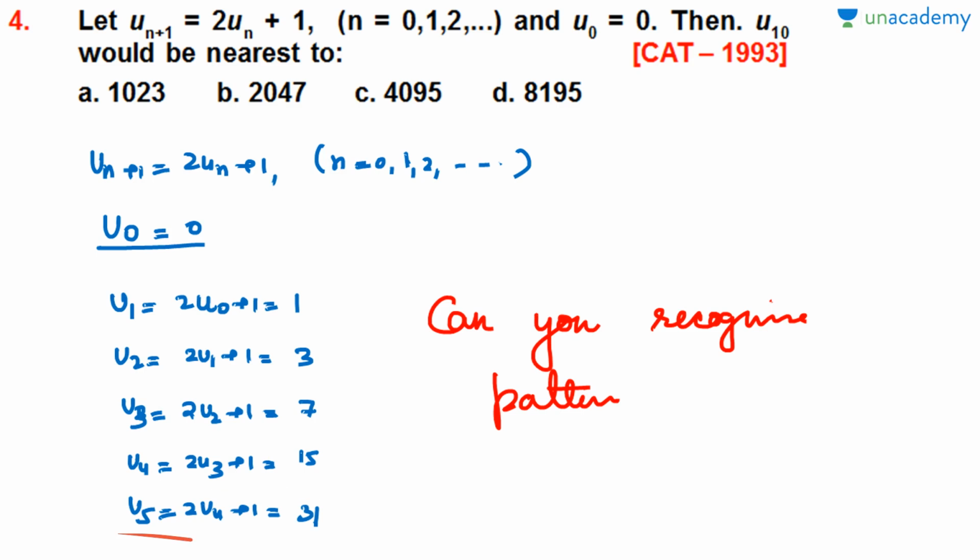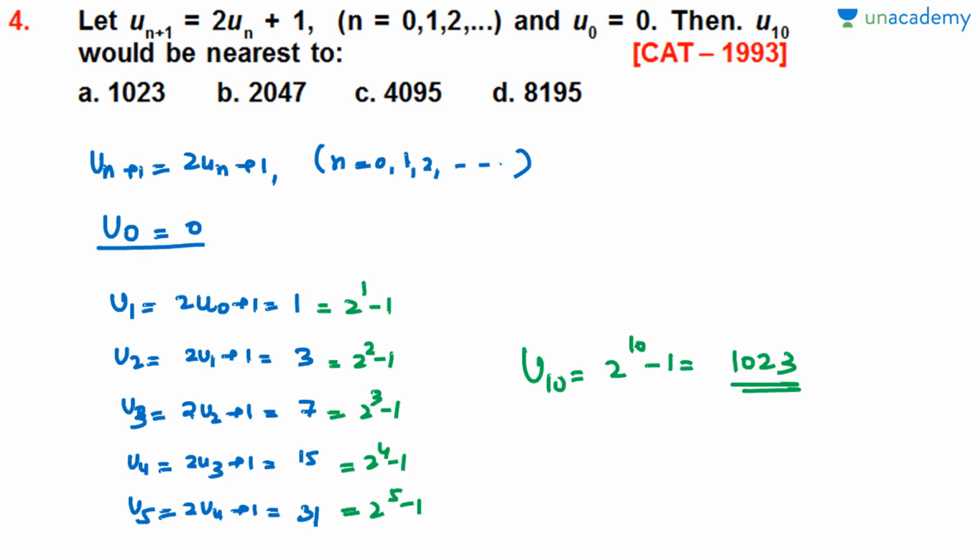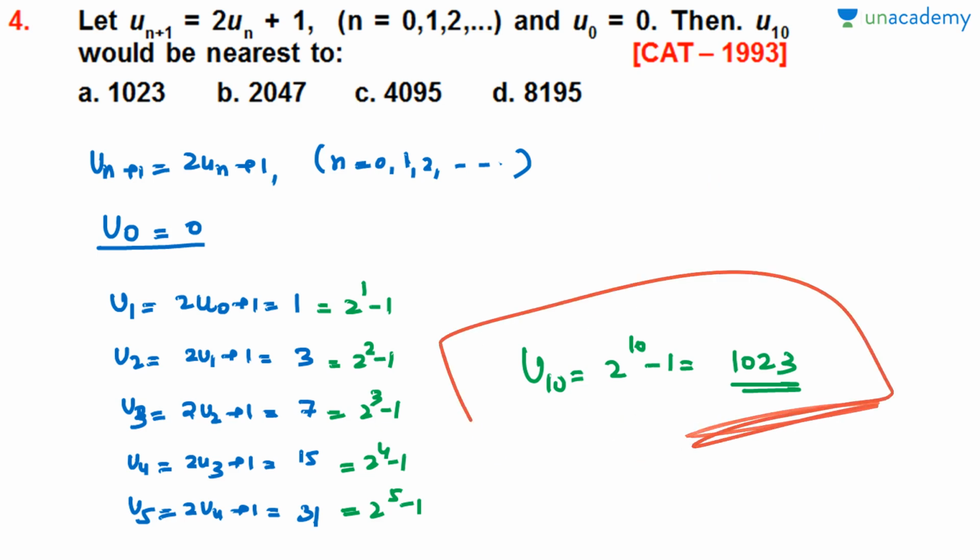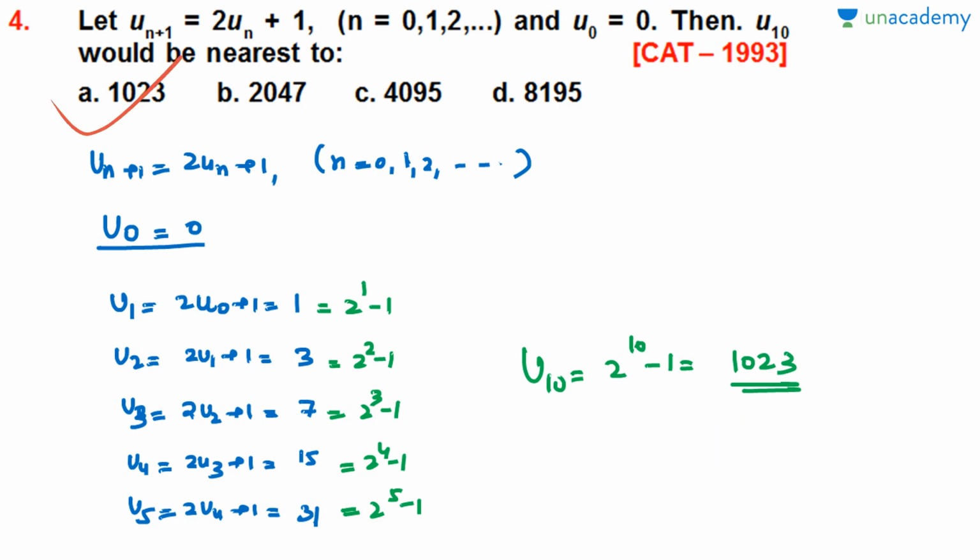Can you recognize a pattern in this? Yes. The pattern is, see, for u1 it is 2 minus 1. For u2 it is 2 square minus 1. For u3 it is 2 cube minus 1. For u4 it is 2 to the power 4 minus 1. And for u5 it is 2 to the power 5 minus 1. So the pattern is u(n) is 2 to the power n minus 1. So for u10 it is 2 to the power 10 minus 1, and 2 to the power 10 is 1024, minus 1, which is 1023. Answer is option A. So this is an easy question.